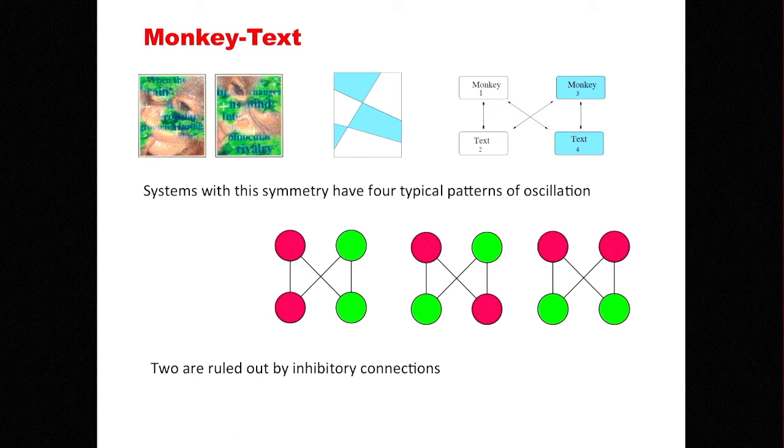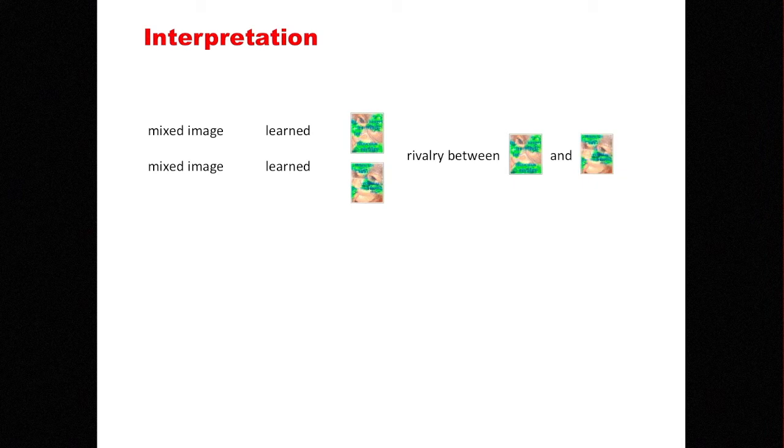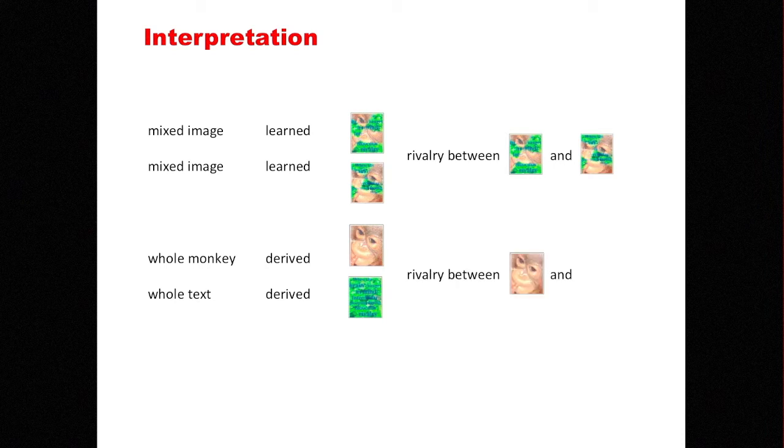But the inhibitory connections rule 2 of them out. Inhibition means you shouldn't have the same colour top and bottom. So that was no good. And that was no good. But the other 2, it's all right having the same colours left and right, but they shouldn't be in the same column. So what are those two patterns of oscillation? One of them is the original pair of images, learned patterns. We're getting rivalry between those two images. The other one, you see the whole monkey and the whole text. And if you go back and look at the diagram, you can actually check that's really what you would be seeing. So this is rivalry between two patterns that the eye never saw, but the brain put together.